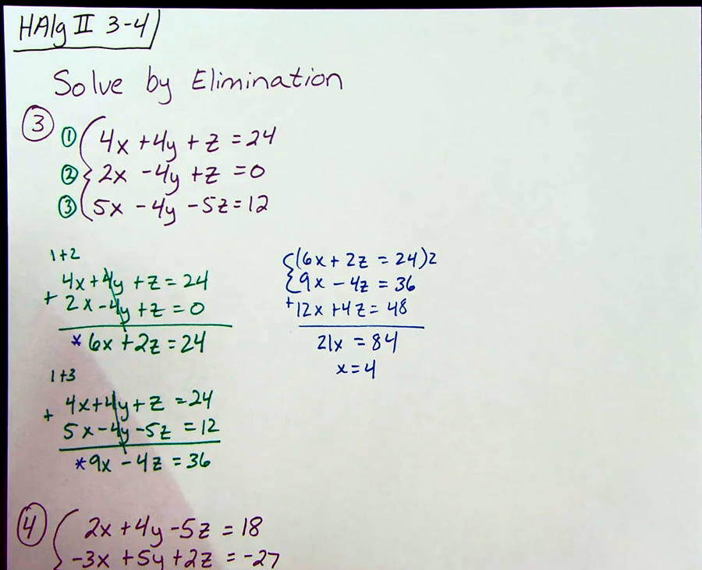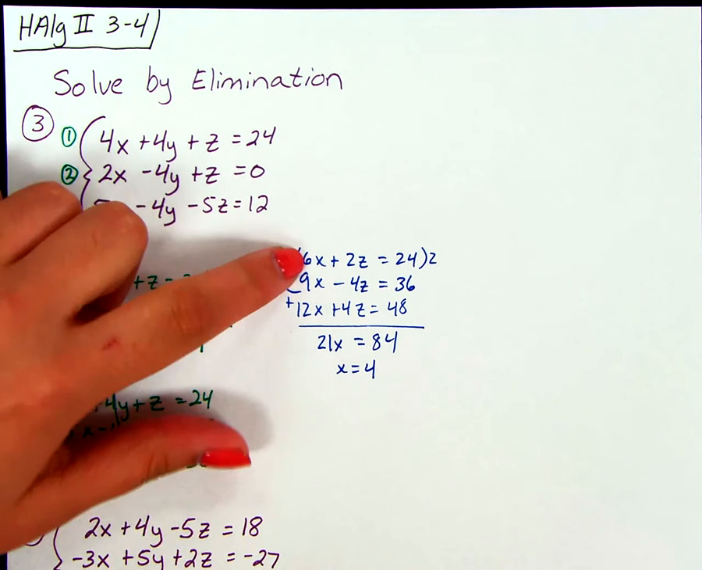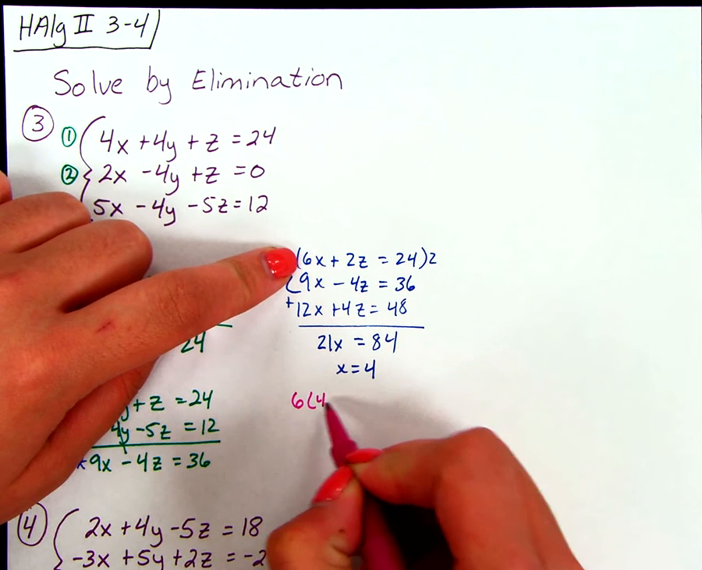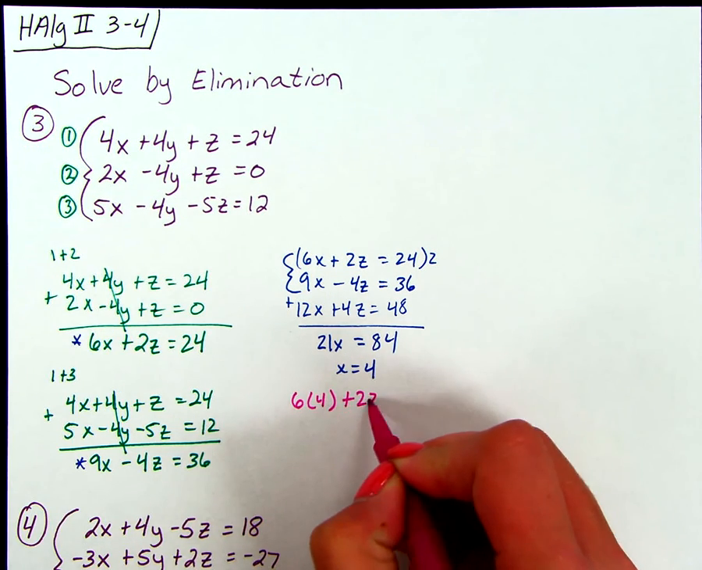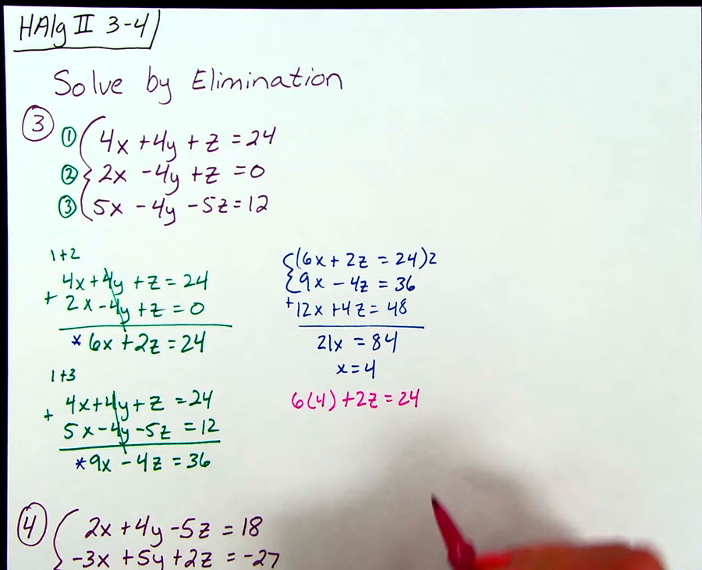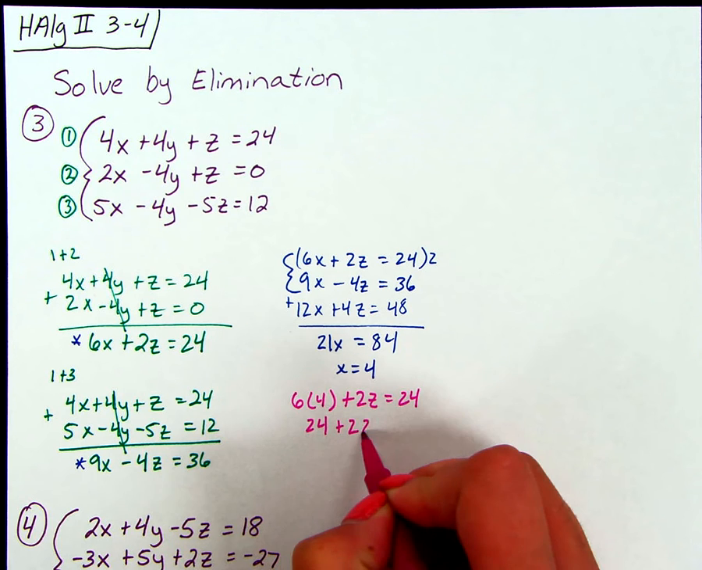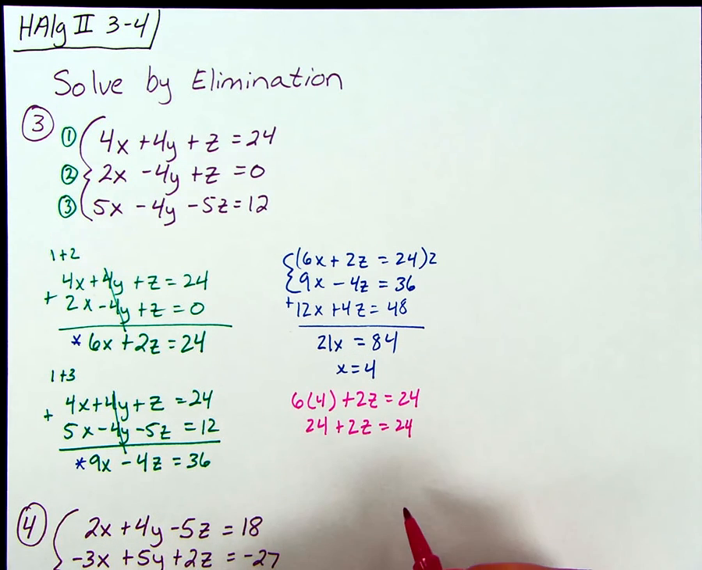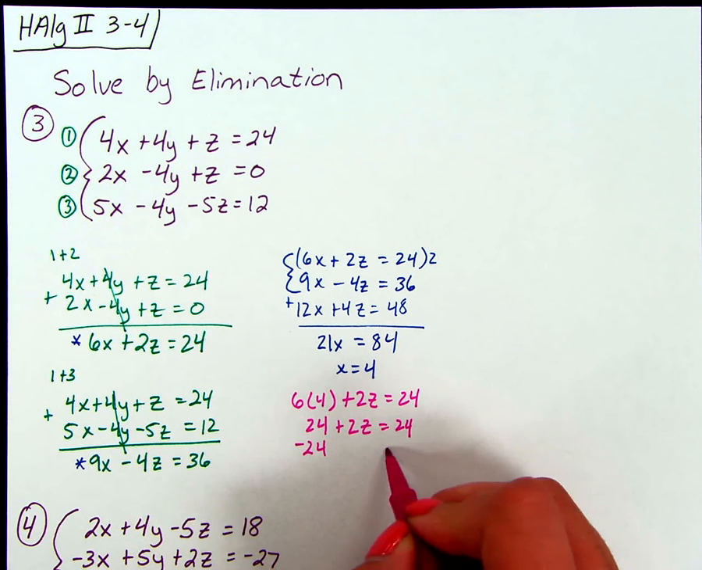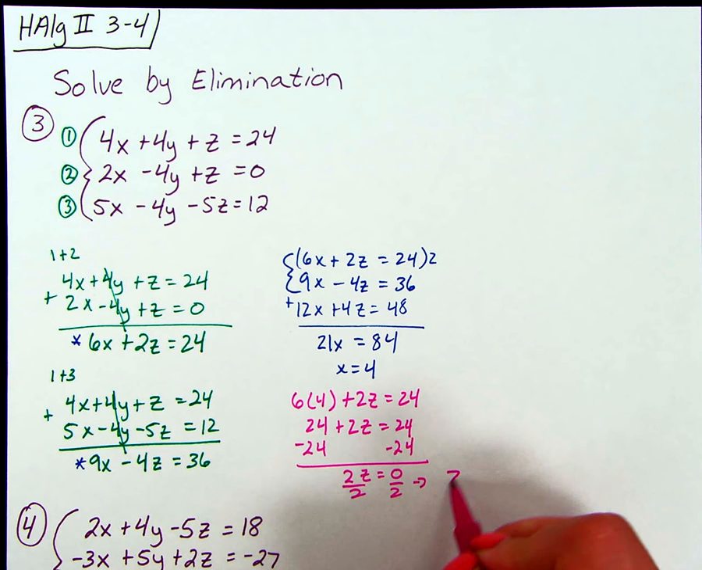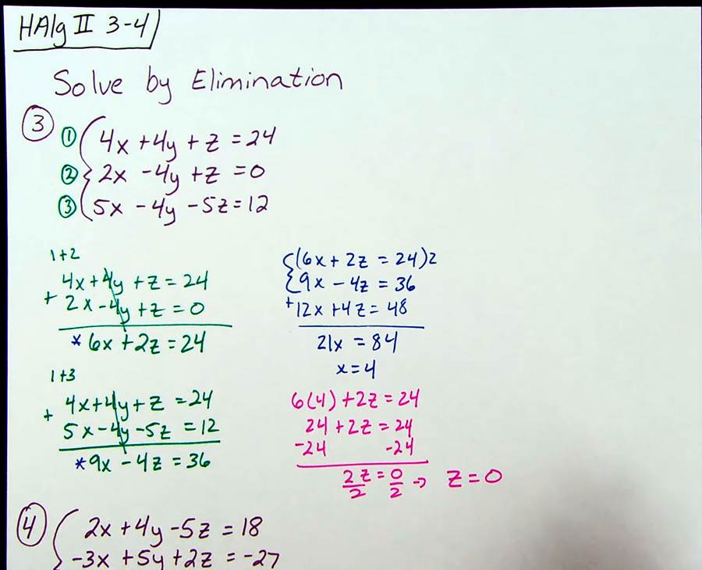And again, it doesn't matter which one you choose. So I think I'm just going to choose the top one since it has smaller numbers. So we would take 6 times 4 plus 2z equals 24. So 6 times 4 is 24, plus 2z equals 24. Subtract the 24 over. So we would have 2z equals 0, and then we would divide by 2. So that means z would have to be 0.